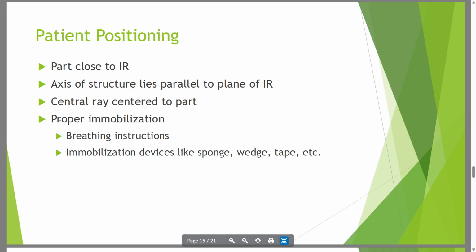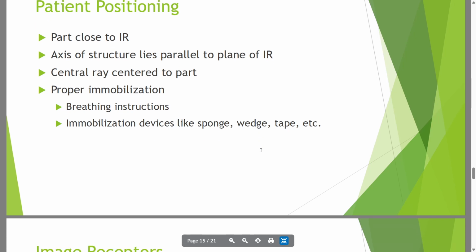The patient should be properly immobilized, meaning that you're giving them proper breathing instructions. And if they're super shaky, especially in something like an extremity, we can use a sponge, a wedge, or even tape, like we said this week for the digits, in order to properly immobilize and make sure that there's no motion artifact.